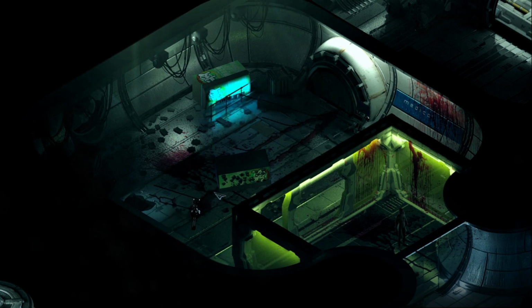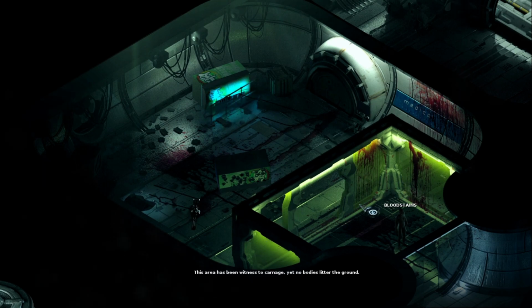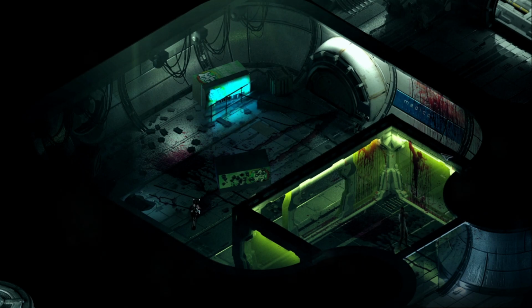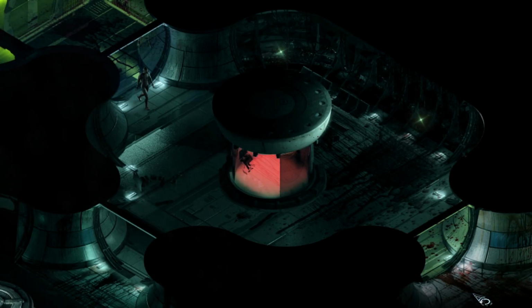Did we break anything in a way that we could get a new glass shard, perhaps? We did shatter some glass in here. But no, it doesn't seem like it. Well, shit.